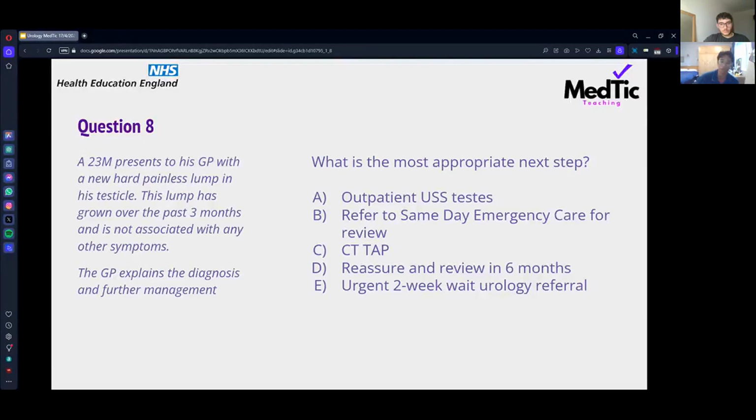Okay, just for Paul, question 7, the answer was blood pressure drops, as that is what you would need to counsel the patient on if you were starting them on a phosphodiesterase inhibitor. For question 8, the correct answer is an urgent 2-week wait urology referral.